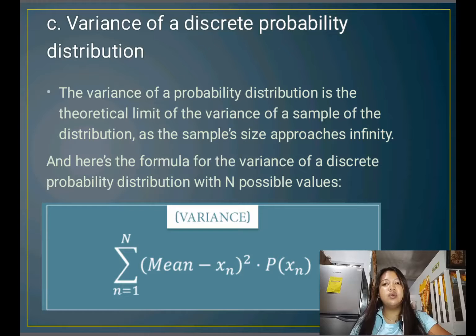From the get-go, let me say that the intuition here is very similar to the one for means. The variance of a probability distribution is the theoretical limit of the variance of a sample of the distribution as the sample size approaches infinity.